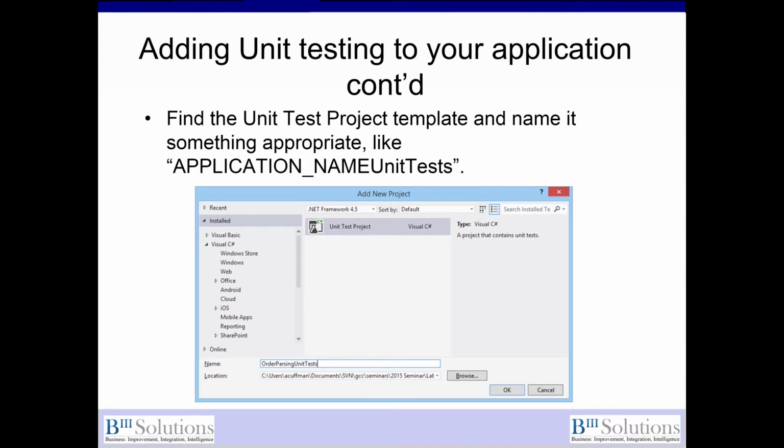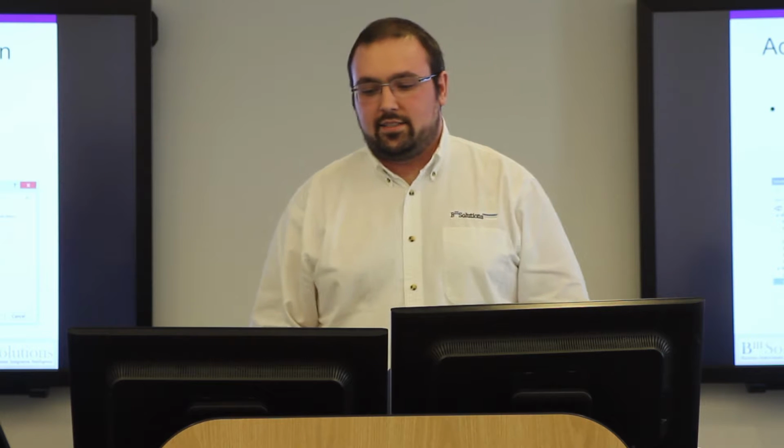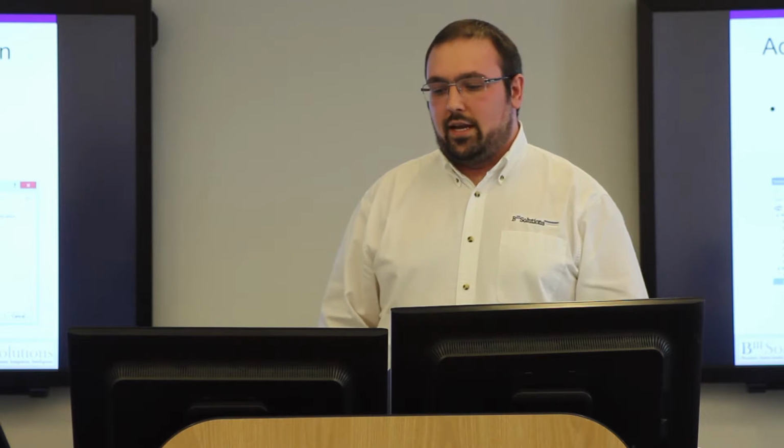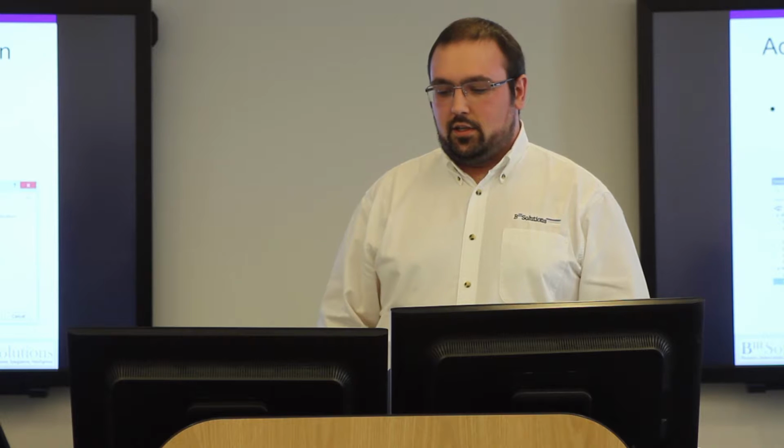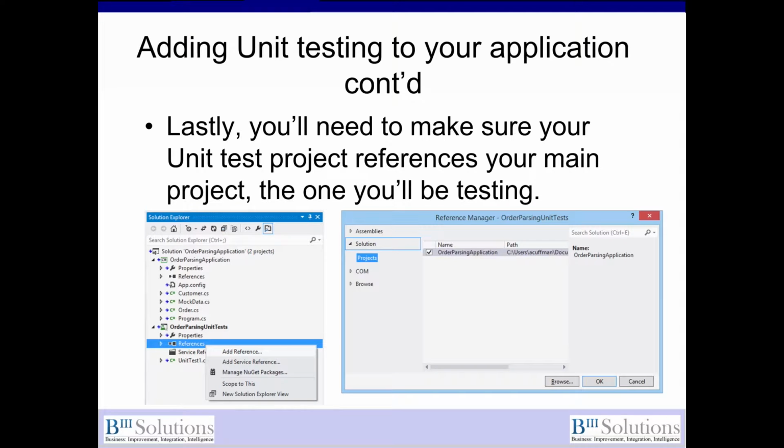Once you click Add New Project, you want to find the Unit Test Project template. Typically when you name your project, you want to name it the application name and then unit tests. That way whenever someone, either you or another developer, sees it, it's very clear what that is from the get-go. And the last thing you need to do maintenance-wise before you can start using this is add project references.